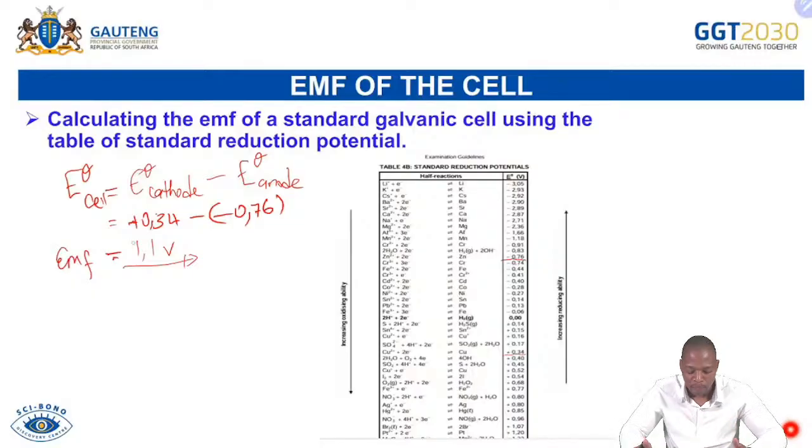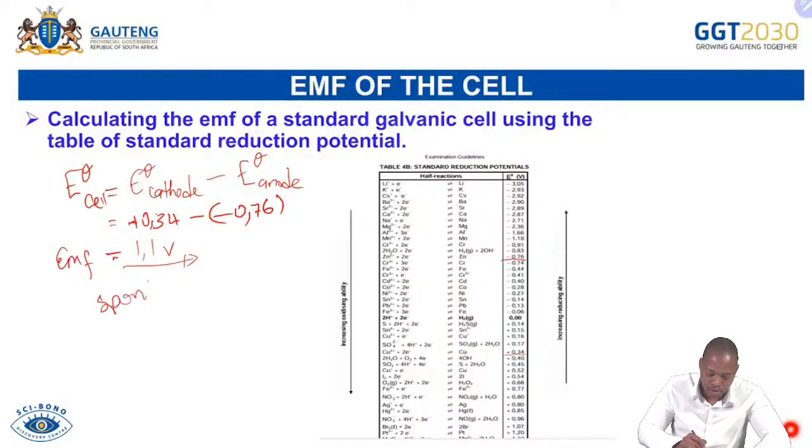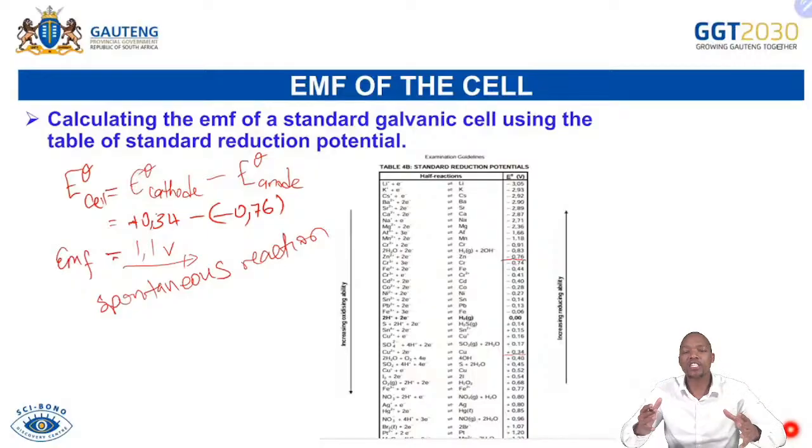If I calculated my EMF here and found it to be negative, it was going to tell me something about myself. In fact, I would say this is wrong. Why? Because a positive tells me that this is a spontaneous cell. So I am having a spontaneous reaction taking place here, a reaction that does not need external energy to drive it. This reaction will not be driven by an external source of energy. It happens all on its own.